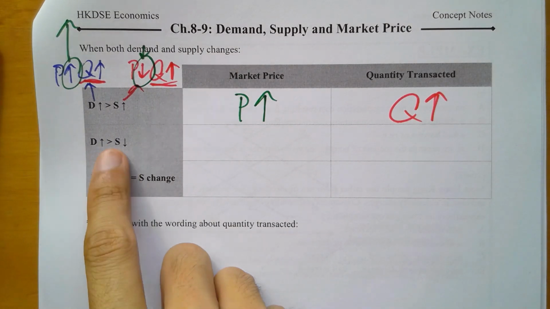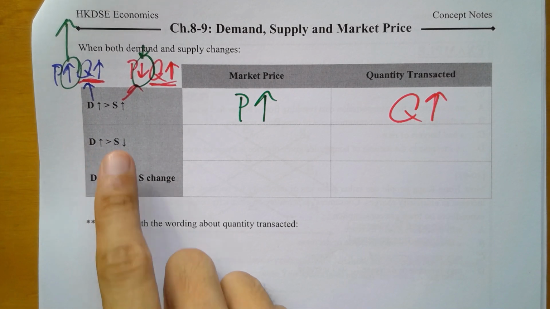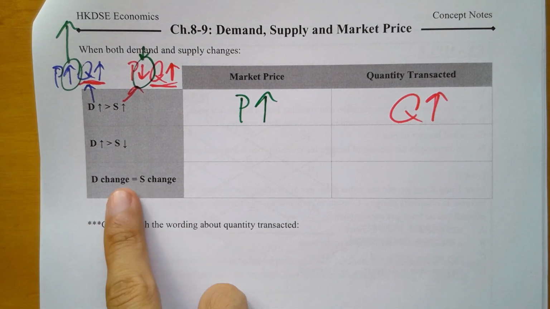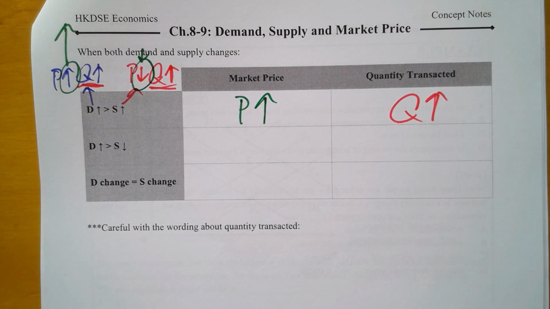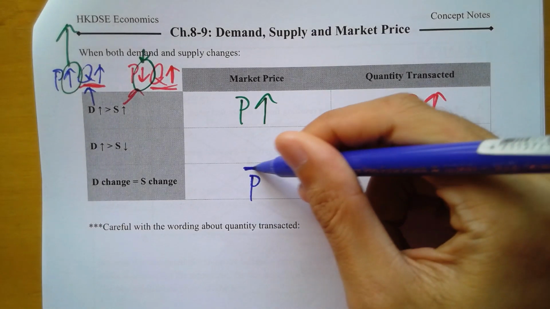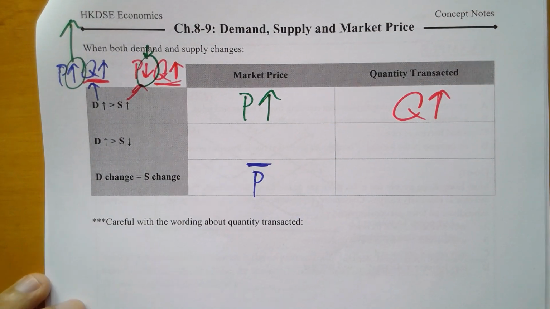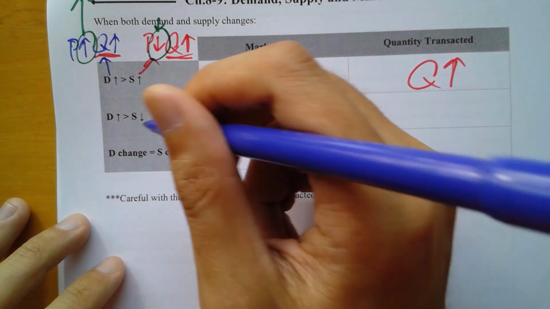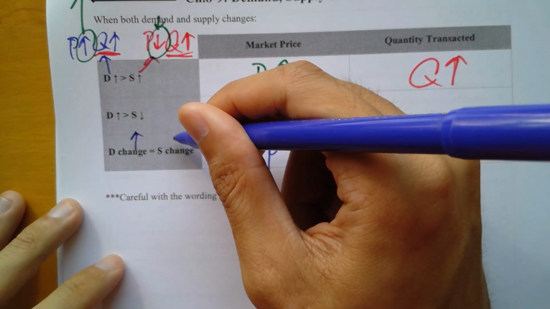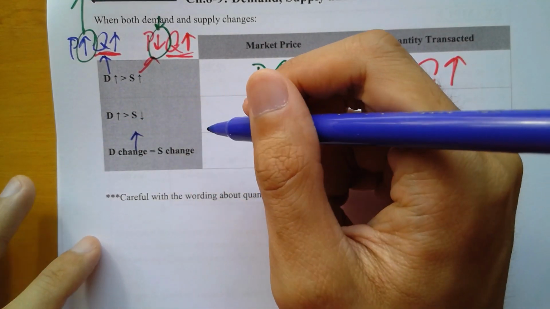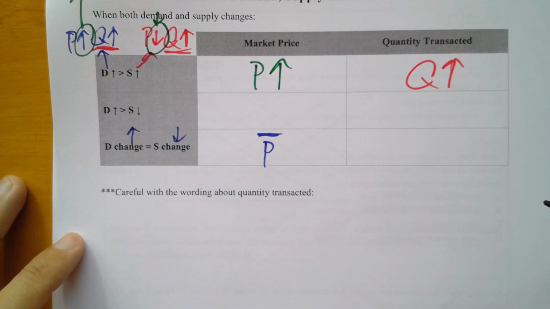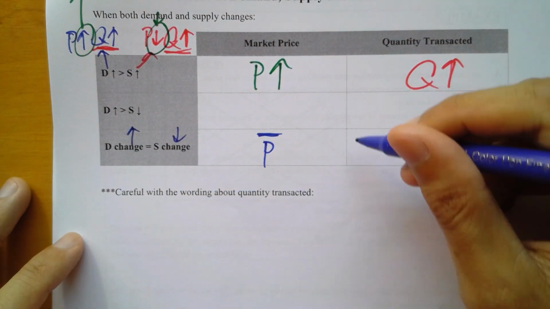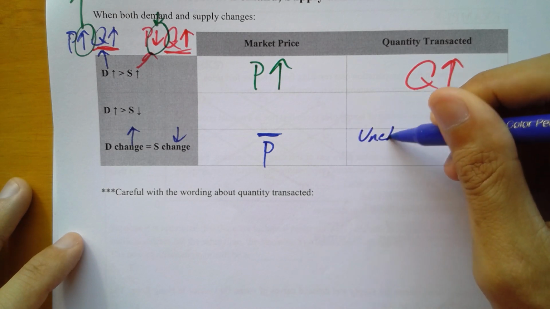Now let's do this one first. When the demand increase is exactly equal to the supply increase, we know price will remain unchanged. But let's say this one is an increase and this one is a decrease. Then this time it will go unchanged.